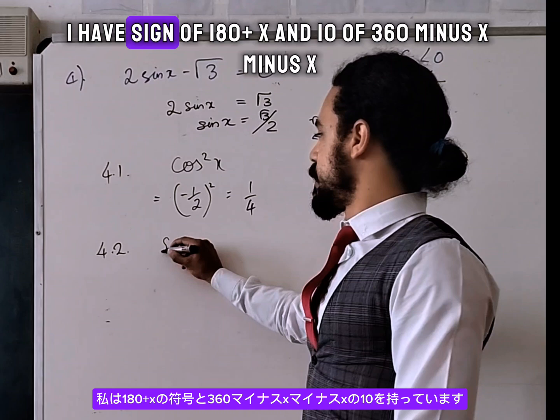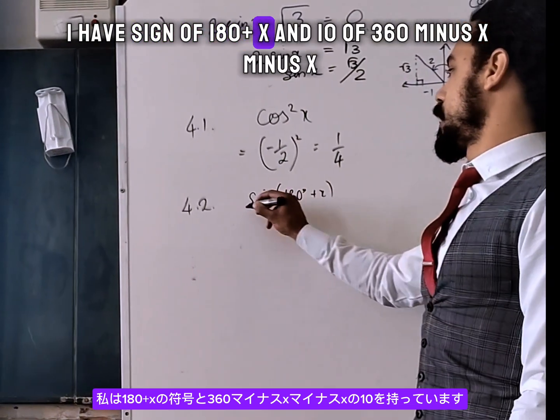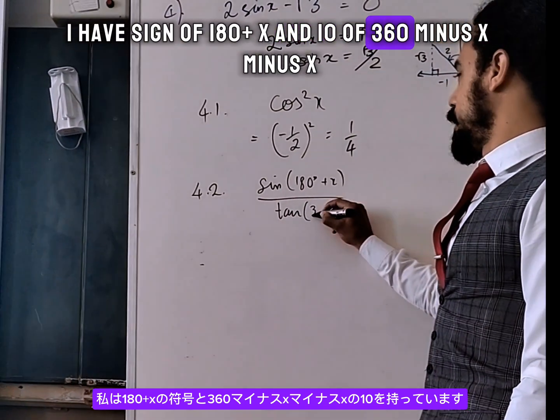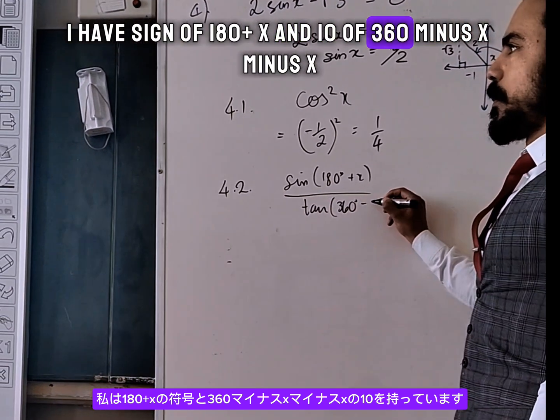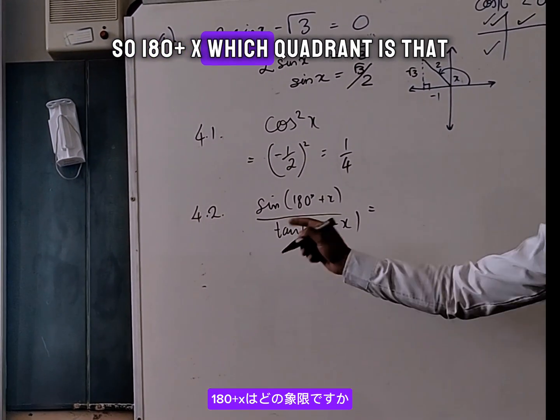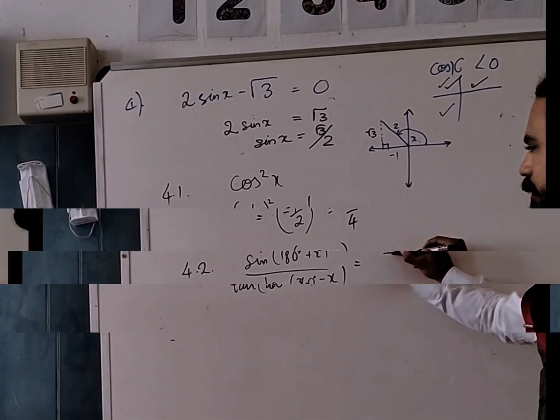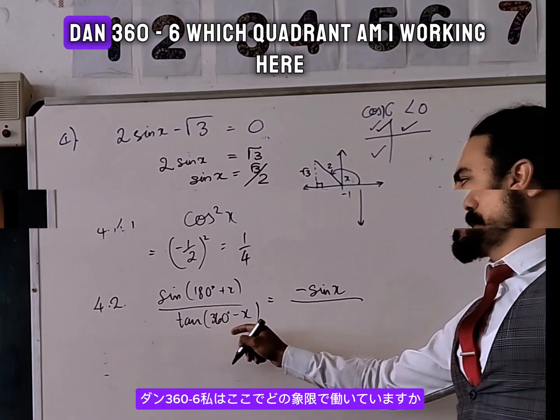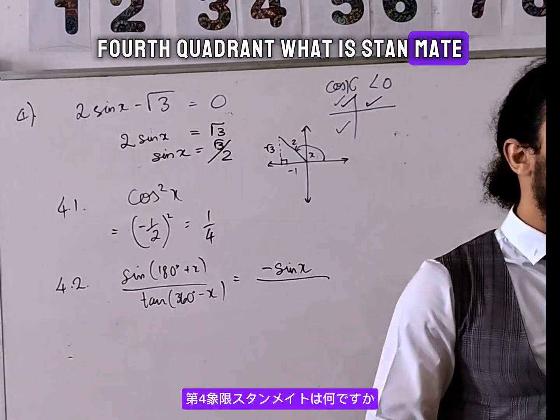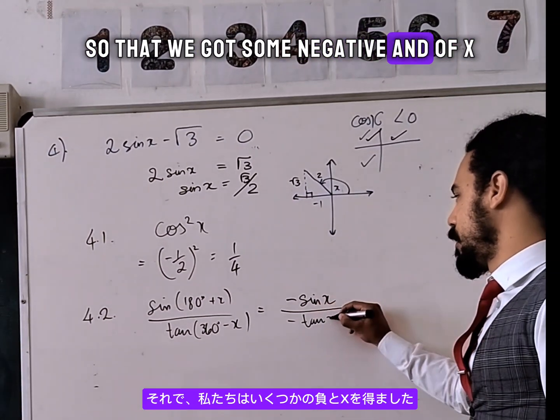4.2. I have sine of 180 plus x and tan of 360 minus x. Sine of 180 plus x: which quadrant is that? Third quadrant. What is sine in the third quadrant? Negative, so that becomes negative sine x. Tan of 360 minus x: which quadrant am I working in here? Fourth quadrant. What is tan in the fourth quadrant? Negative, so that becomes negative tan of x.